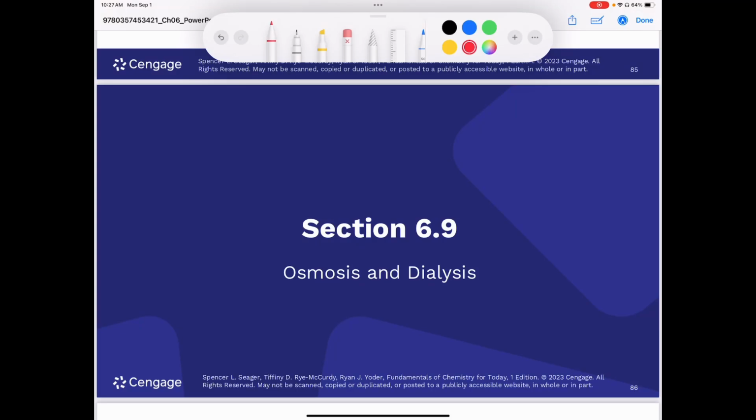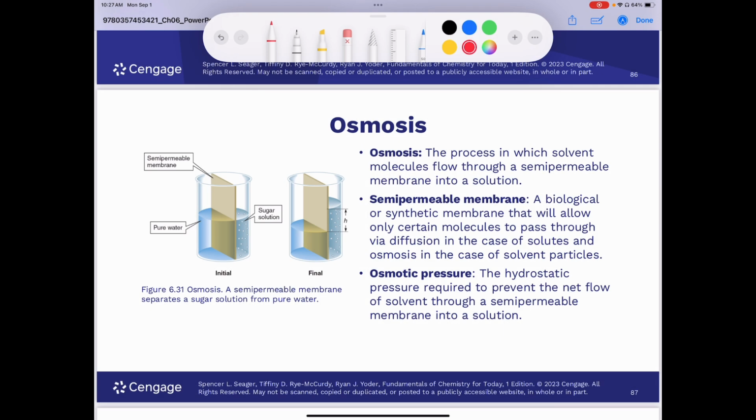All right, we're going to finish up this chapter by taking a look at osmosis and dialysis. The human body is roughly 60% water, and the blood in our veins and the cytoplasm in our cells are aqueous solutions. So, how are the physiological concentrations of these solutions maintained? The answer is quite complex, but osmosis plays a critical role in this regulation.